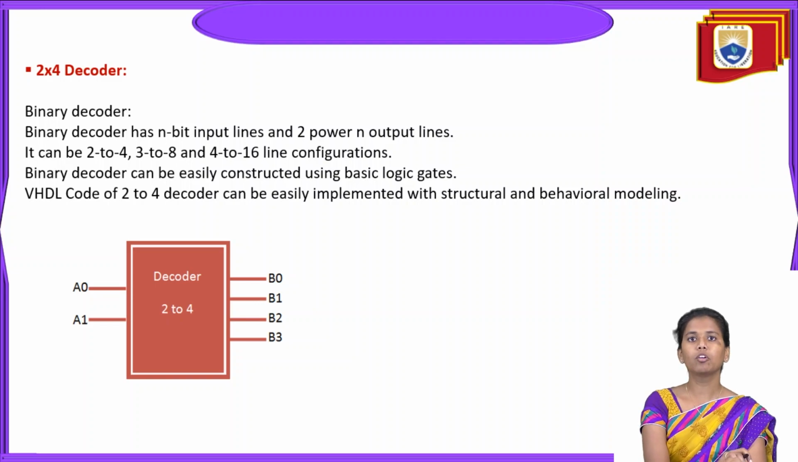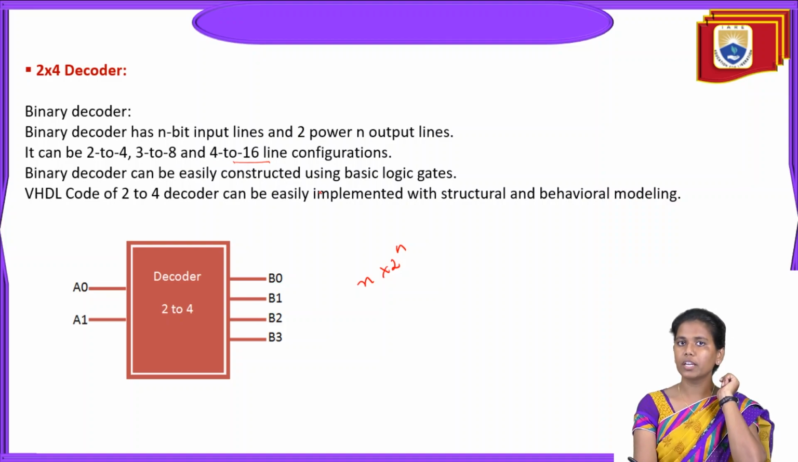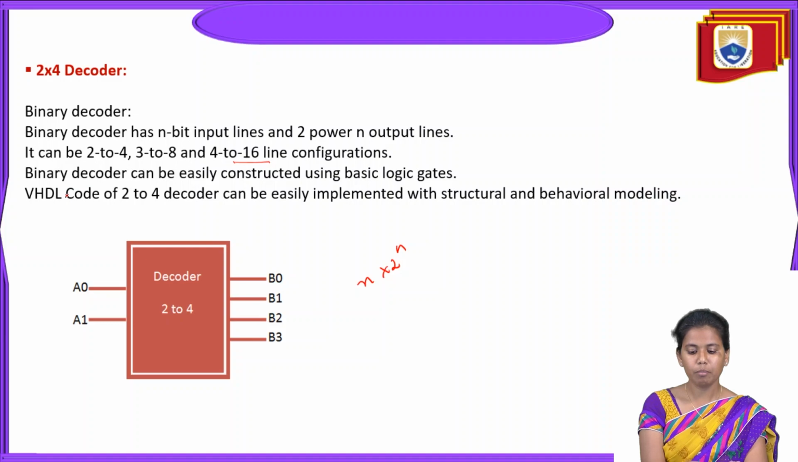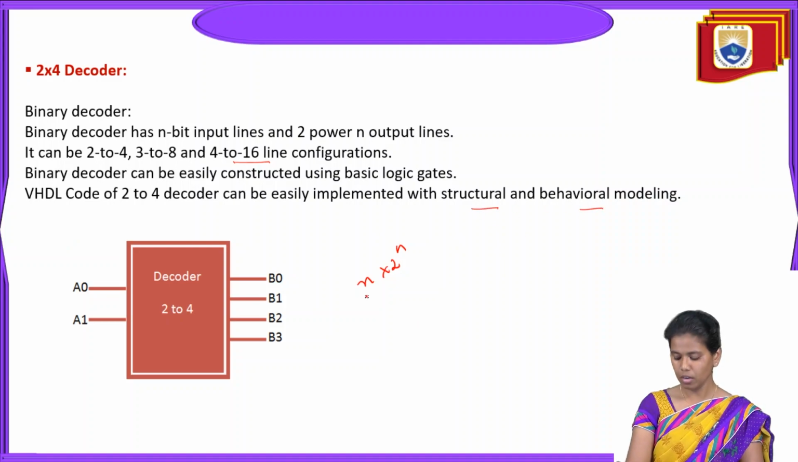So here, the 2 to 4 decoder, if you consider, basically what's a decoder? Decoder is nothing but n input, 2 power n output, right? So decoders are the binary decoders where the decoder has n bit input lines and 2 power n output lines, and it can be 2 to 4, 3 to 8, 4 to 16 line configuration. These are the configurations that we can consider for it. And then the binary decoder can easily be constructed using basic logic gates, and the Verilog code for 2 to 4 decoder is implemented by the structural as well as the behavioral modeling.